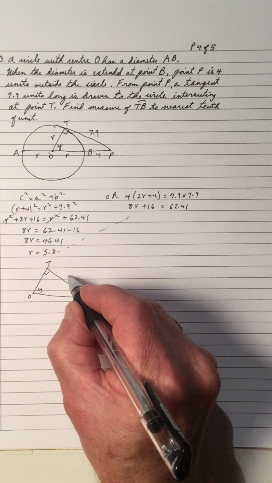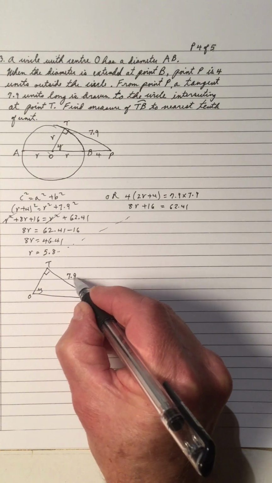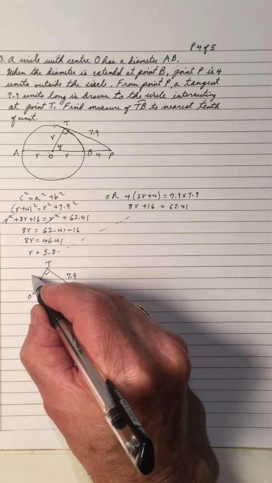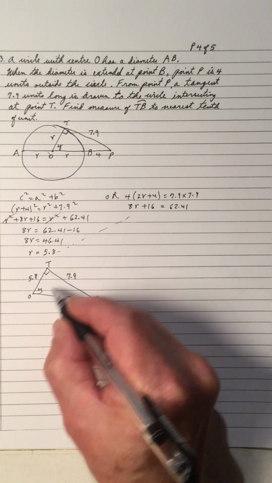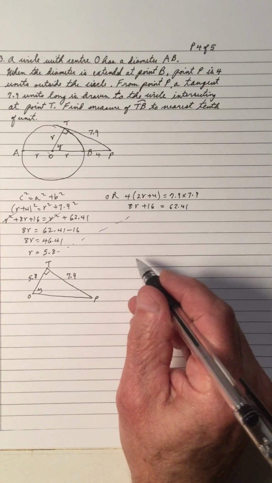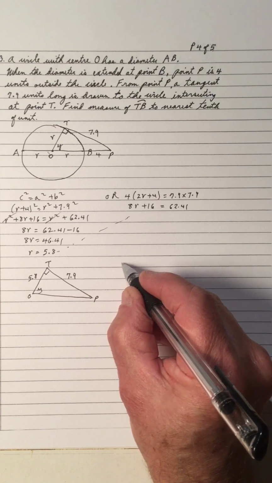This is the right angle. We have 7.9 there. We have the radius as 5.8. So we need this angle. And to get that angle, we have to use SOHCAHTOA.